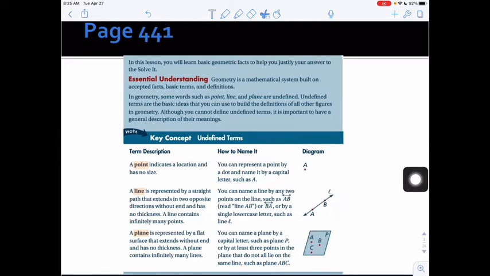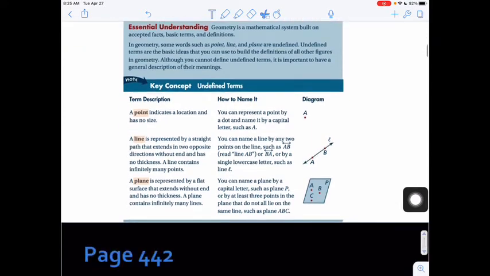A plane is represented by a flat surface that extends without end and has no thickness. A plane contains infinitely many lines. You can name a plane by a capital letter such as plane P, or by at least 3 points in the plane that do not all lie on the same line, such as plane ABC. Notice P is not a point, it's just the name of the plane. A, B, and C are all points, and we can't draw a single line through all 3 points at the same time. So we can use those 3 to name this plane, plane ABC.